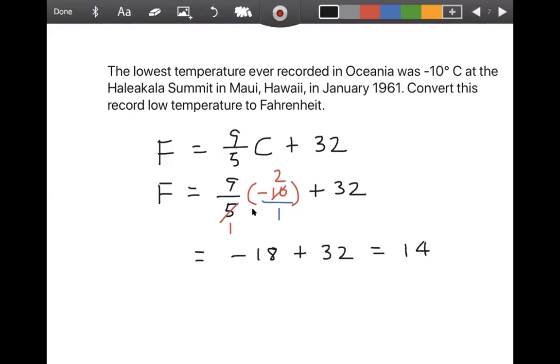In my 15 years of living in the Central Valley, I don't believe the temperature has ever gotten that low. I think the lowest I've ever seen it here is in the 20s, maybe. 14 degrees Fahrenheit is pretty cold. And that is the record low temperature in Hawaii. All right, so that's going to take care of section 2.5, and we will see you next time.